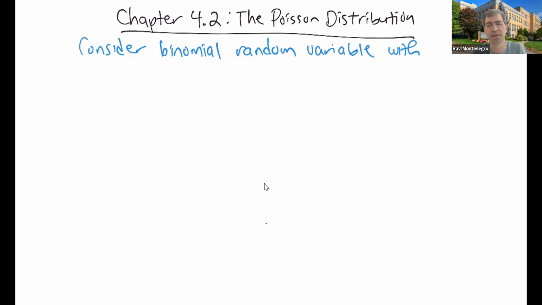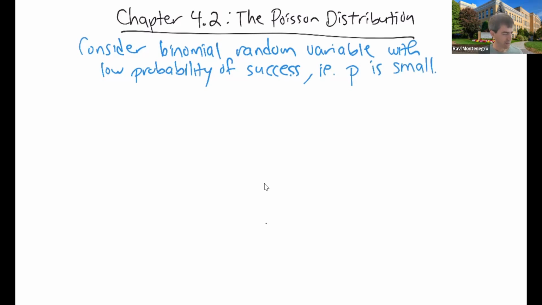99% becomes 1% failure chance. So binomial random variable with a very low probability of success. In other words, p is small. Then there is a result using something called the Poisson distribution that will tell us that our binomial data can be approximated using a simpler distribution. So let me define that distribution first.